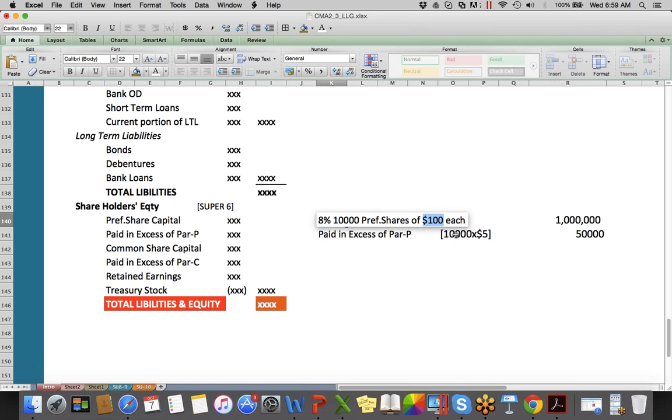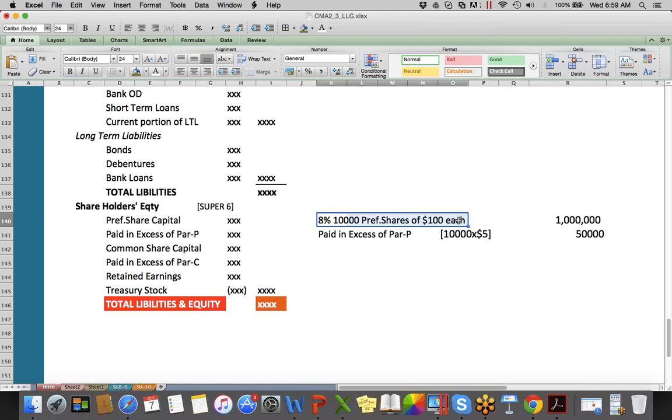Even if it is sold for 105 at a premium or 98 at a discount, the dividend is to be paid always on par value. So the preference shareholder will get 8% of $100, though the share is sold for 105, 100 plus 5 premium. Always, dividend is to be calculated on the face value of the share.